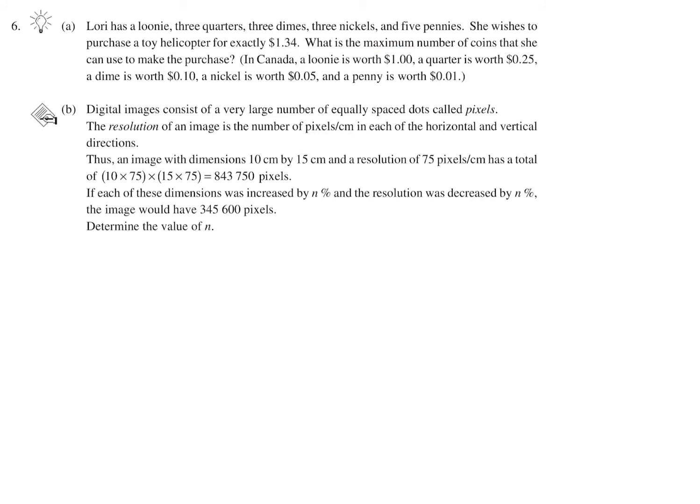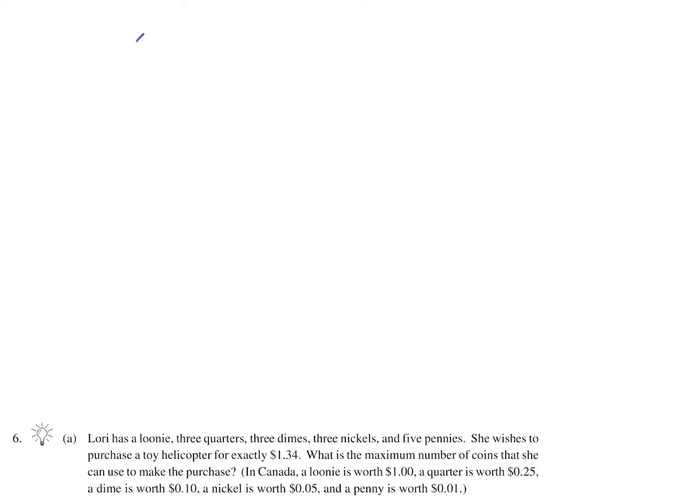In Canada, a loonie is worth $1, a quarter is worth 25 cents, a dime is worth 10 cents, a nickel is worth 5 cents, and a penny is worth 1 cent. So she has 1 loonie, 3 quarters, $3, 3 dimes, 3 nickels, I'm giving her more money, and 5 pennies.